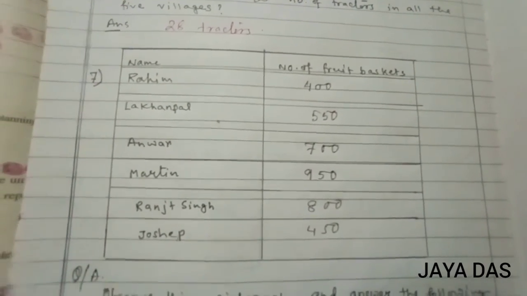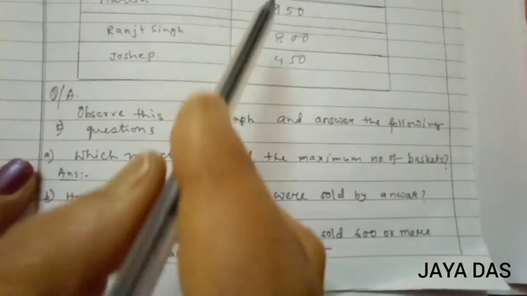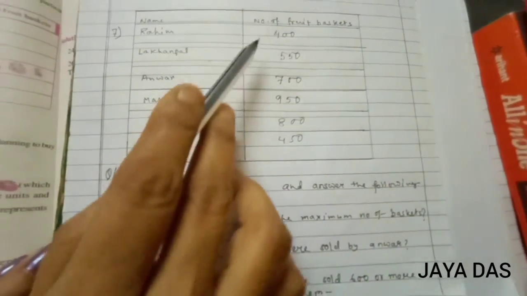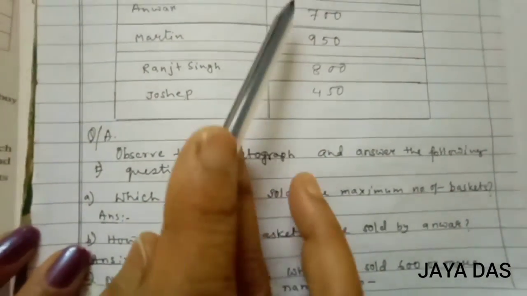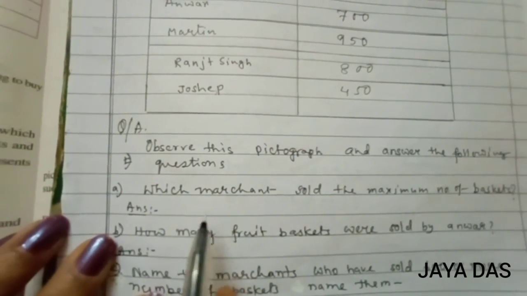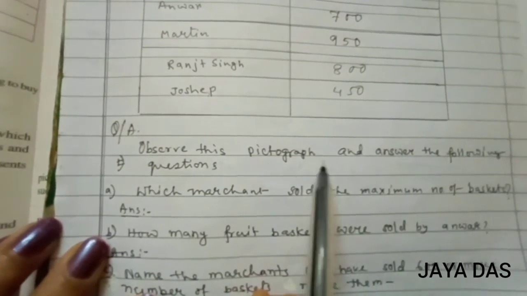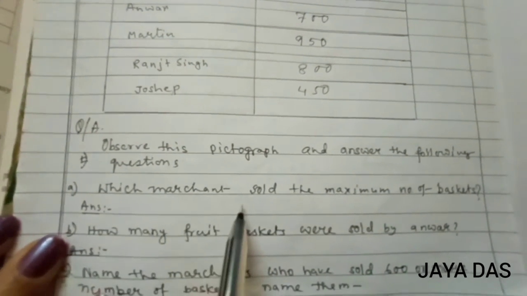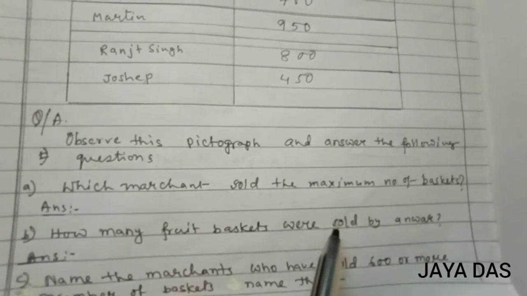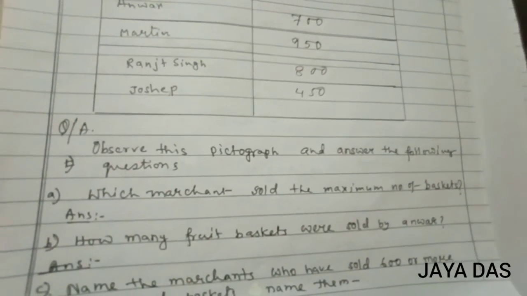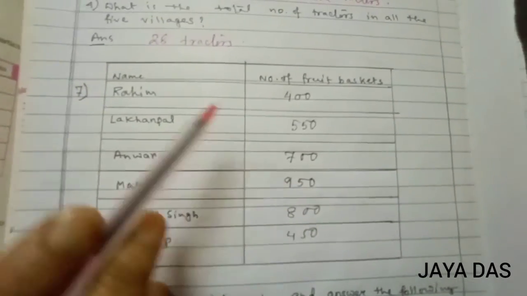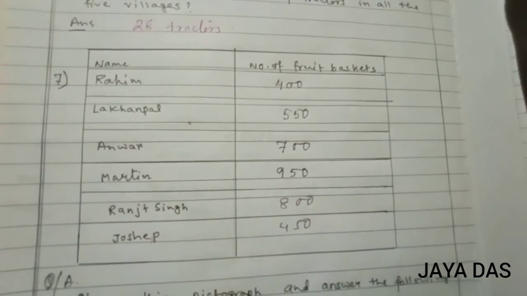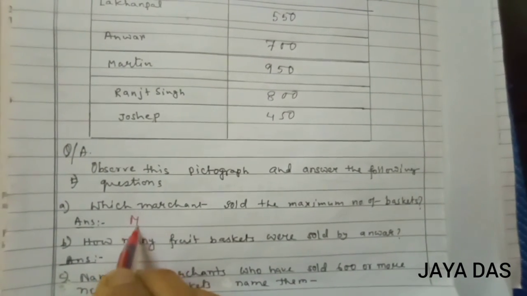Now you have to give the answers to the questions. The questions are here. The result of the pictograph I have already written here. So you can see the number of fruit baskets and easily give the answer. Observe the pictograph and answer the following questions. Which merchant sold the maximum number of baskets? It is Martin. So the answer will be Martin.